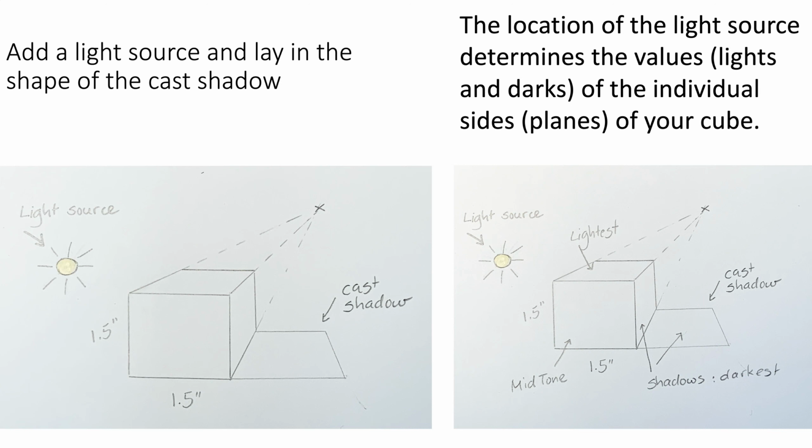Now, looking at the image on the right, the location of the light source determines the values, the lights and darks of your individual sides of your cube and your cast shadow. Please label all the values. So we have the lightest value on the top, we have a mid-tone on the front, and then we have the darkest values on the side opposite from the light source and your cast shadow.